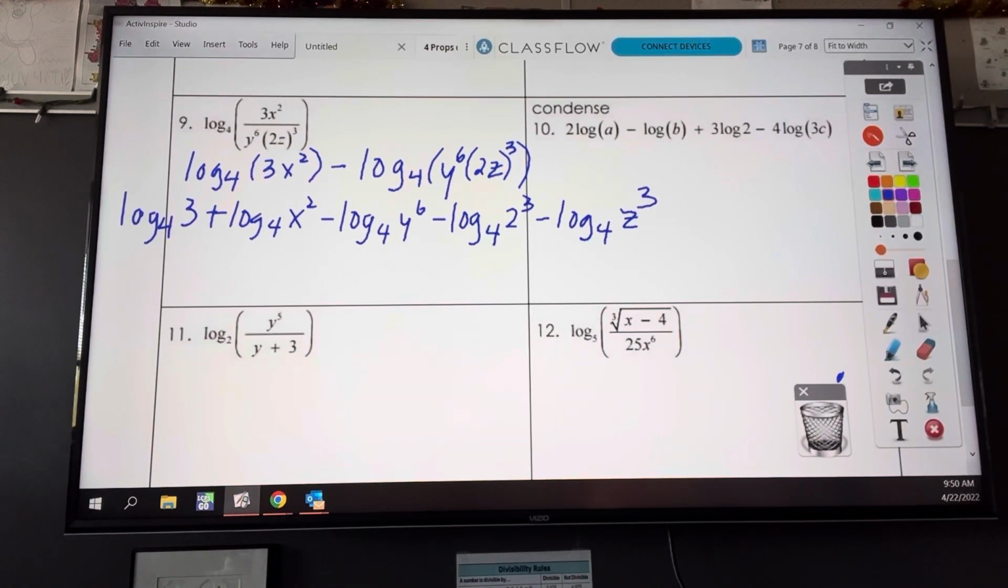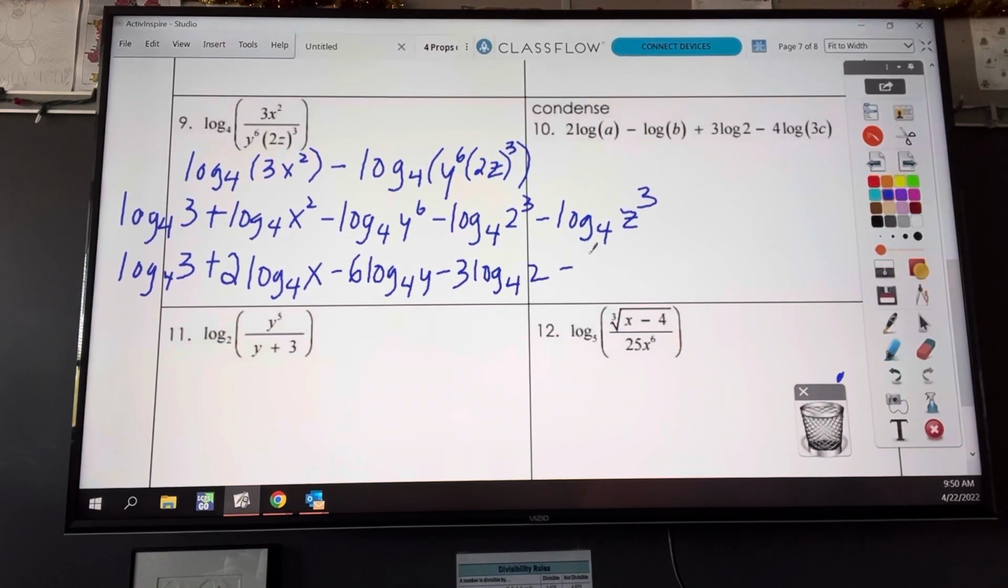We just have to take our exponents and put them in front. So log base 4 of 3 is done, plus throw the exponent in front, 2 log base 4 of x minus, throw the exponent 6 in front, 6 log base 4 of y minus 3 log base 4 of 2. I know I'm going fast. Minus, and if I make a mistake, tell me. Log base 4 of z. All right, let me check that and make sure that's right. Looks good. And that is completely expanded.